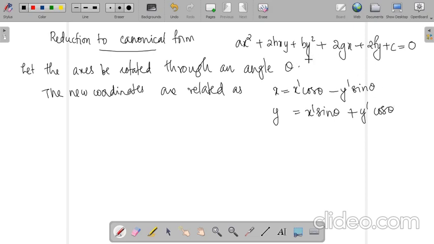So if you have an angle of rotation theta, then your equation can be reduced to the standard form by using the substitution x equal to x dash cos theta minus y dash sin theta, and y equal to x dash sin theta plus y dash cos theta. So this general equation will reduce in terms of x dash and y dash, so that will give us the respective conic. So when we use this transformation, you can identify it as a parabola, ellipse or hyperbola. So let us use the substitution in the general second degree equation.